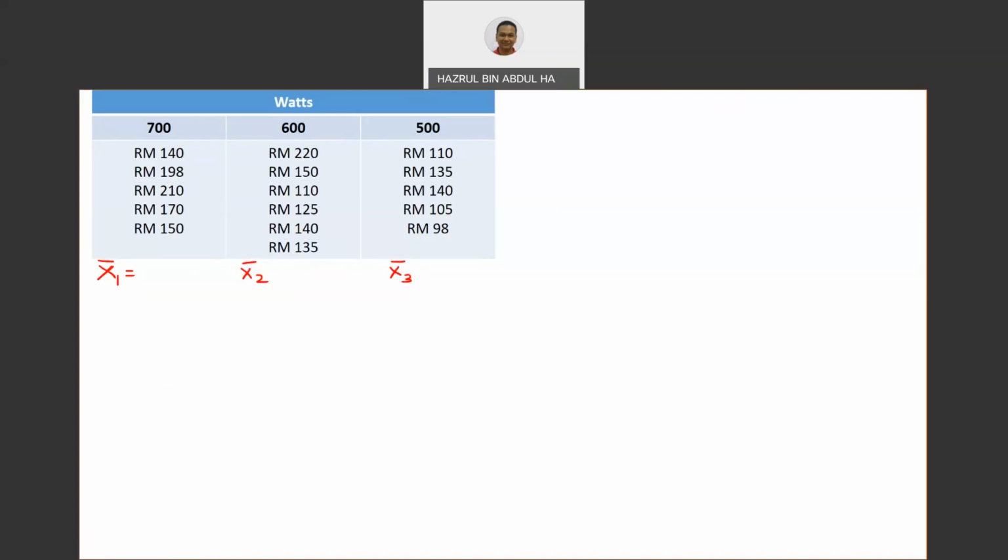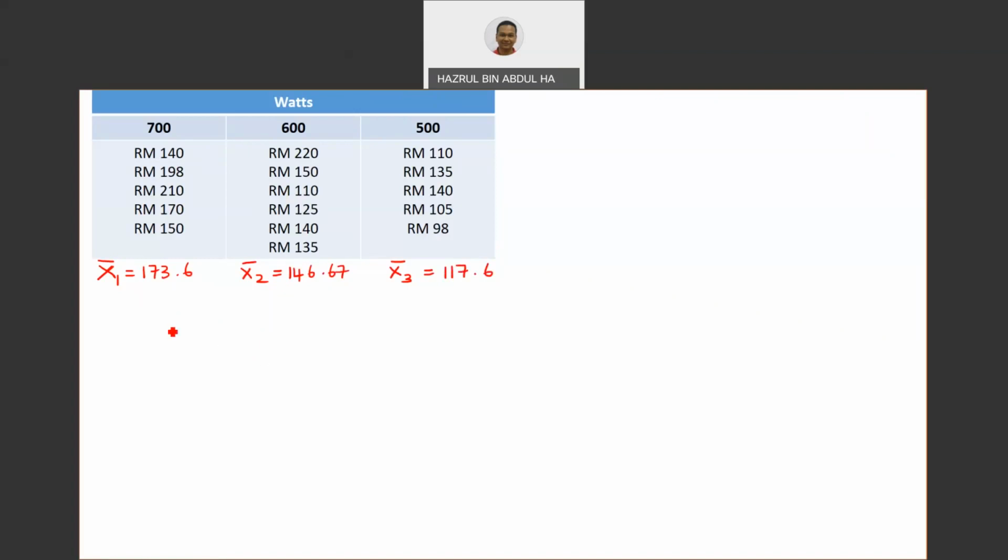Okay, so x bar 1 for this example is 173.6. The mean for the second group is 146.67, and the mean for the third group is 117.6.